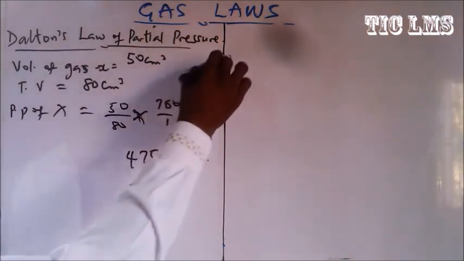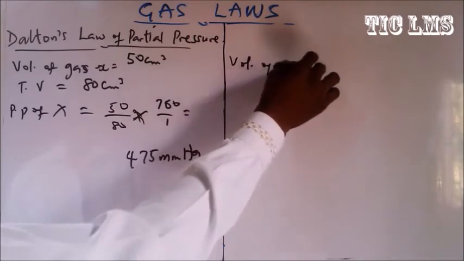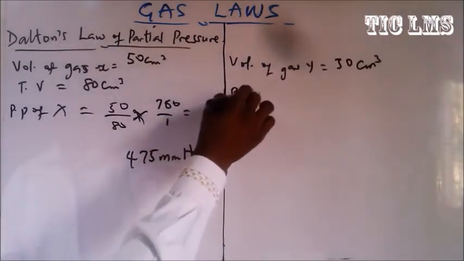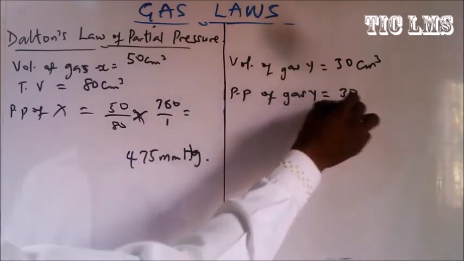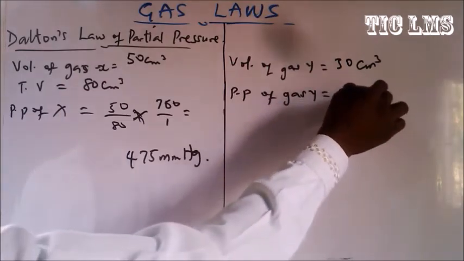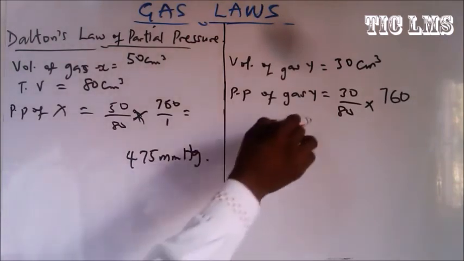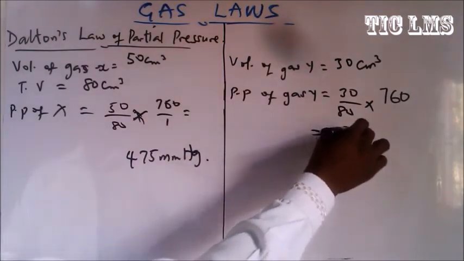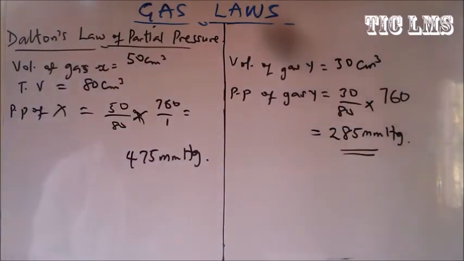And then we have the volume of gas Y. We have it as 30 cm cubed. And so to get the partial pressure of gas Y, it is 30 over the total volume, which is 80, multiplied by the pressure of the gas mixture. And so when we multiply this out, we'll have 285 millimeter mercury. Hence, this is the partial pressure of gas Y.